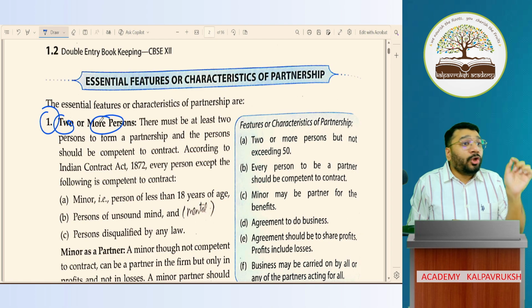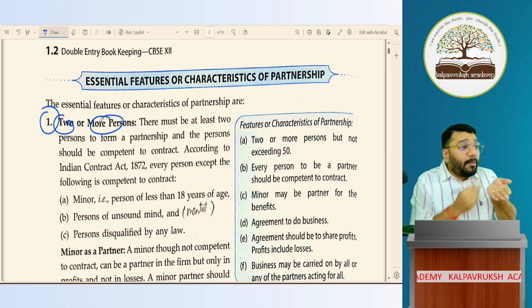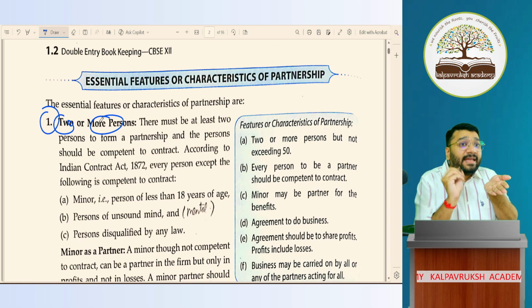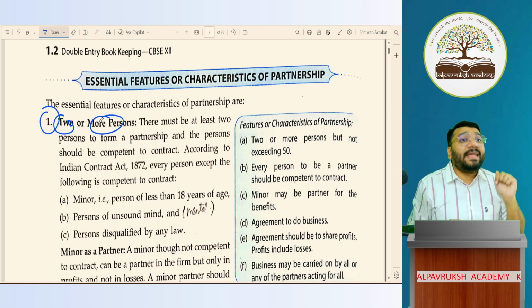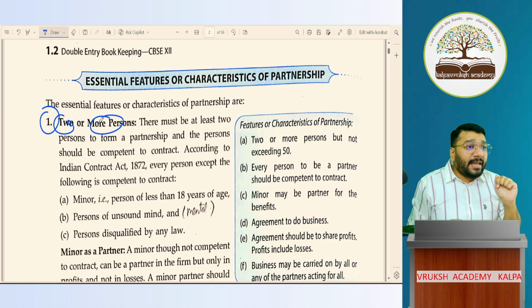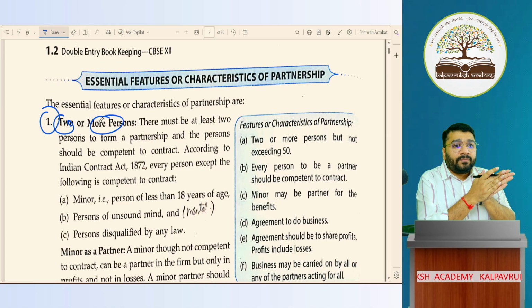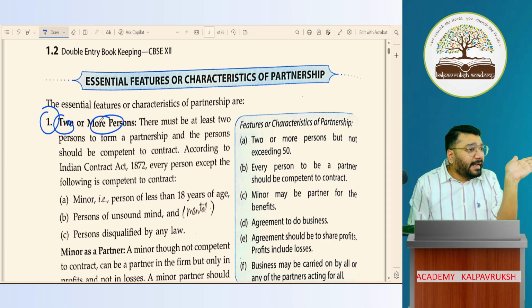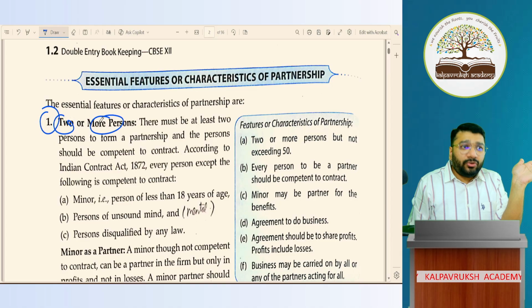He should be somebody who understands how to read the partnership agreement, and when he's signing it, he should know what document he's signing. For example, let's suppose there's one agreement, okay? I'm telling you to sign this agreement blindly, without reading. Do you have the competency to sign the agreement?